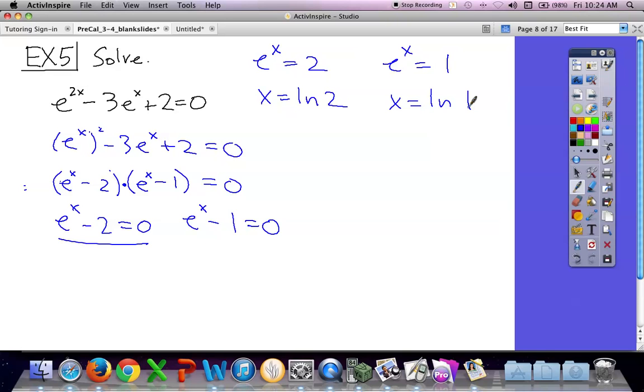But actually that one we don't have to put in the calculator. What's the natural log of 1? No, 0, right? The log of 1, any base, is 0. Right, and then the log of 2 you would have to put in the calculator and get 0.693.